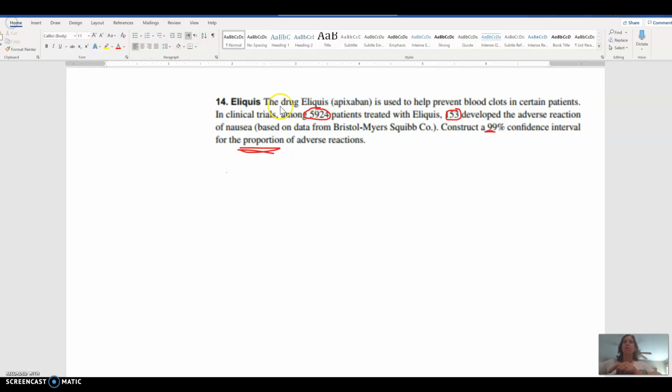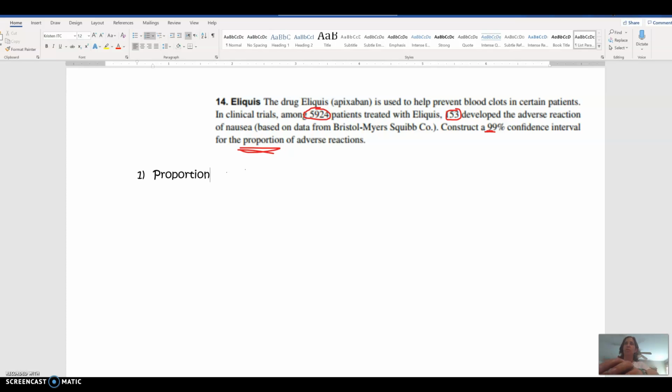So in terms of things that I'm given, and the questions that we wanted to ask ourselves, the first question we want to ask ourselves is, is this a proportion or a mean? So this one we know is a proportion because they tell us in the end, find a confidence interval for the proportion, and because we're given a number out of the total.